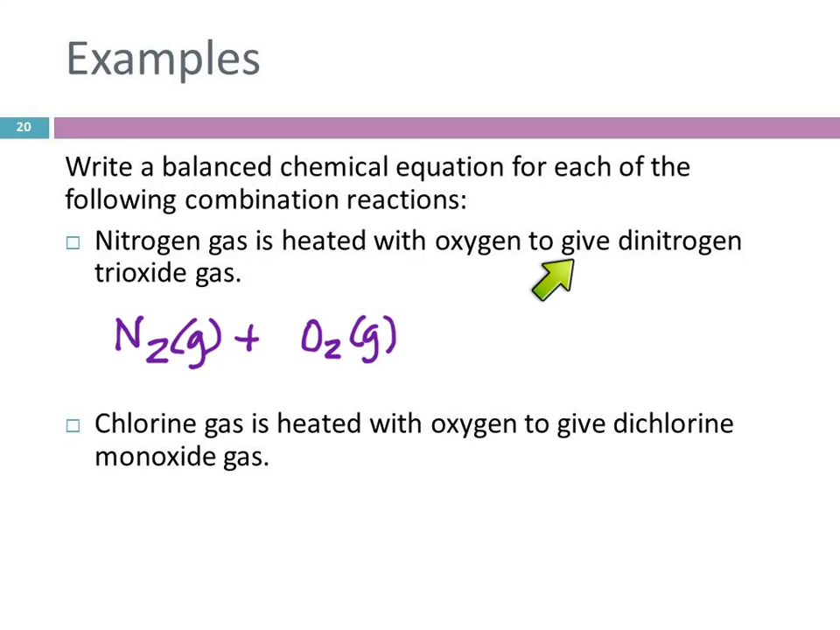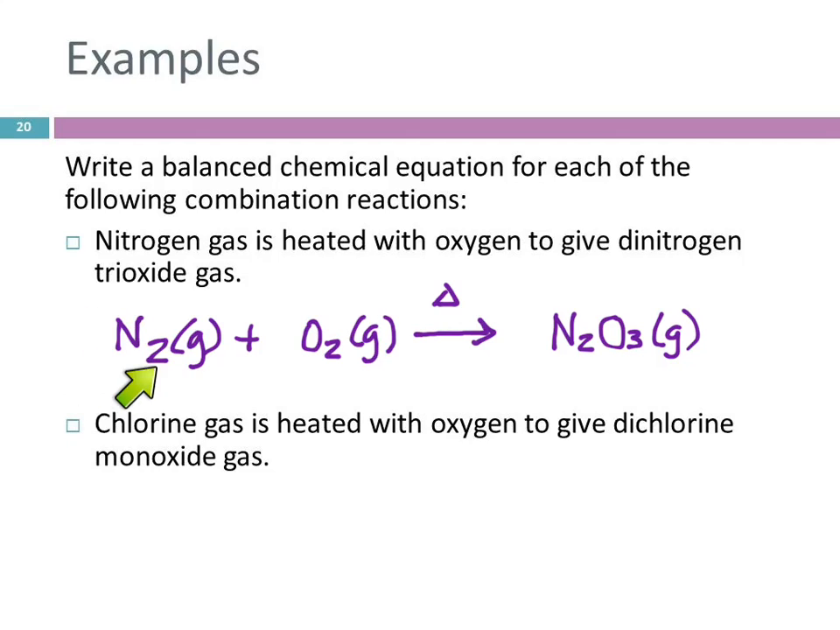To give, this is where we have the arrow. How do we indicate that heat is involved? We put a little triangle, a delta sign. It looks a little bit like a campfire above the arrow. And then the formula for the product we have to get from the name, dinitrogen trioxide. So dinitrogen means there's 2 nitrogens, trioxide, there are 3 oxygens, and this is also a gas. So now we have an unbalanced chemical equation, and we need to balance it.